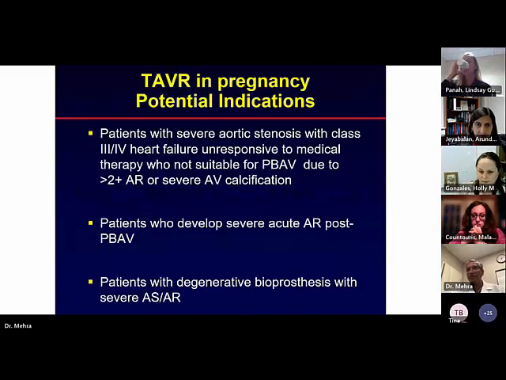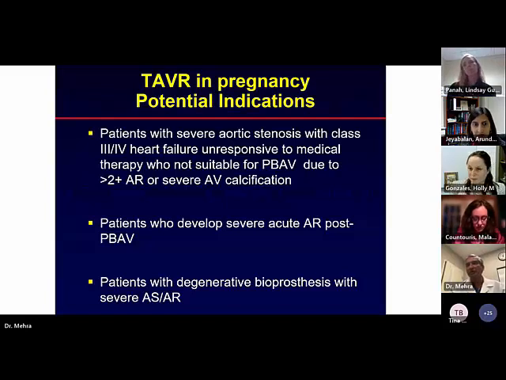So what are the potential indications of TAVR in pregnancy? One is patients with severe aortic stenosis who present with class 3 or 4 heart failure, who are unresponsive to medical therapy and not suitable for balloon valvuloplasty, namely because of aortic regurgitation or severe aortic valve calcification. Or you attempt aortic balloon valvuloplasty and they end up developing severe acute AR. That will be the indication for you to do the TAVR.